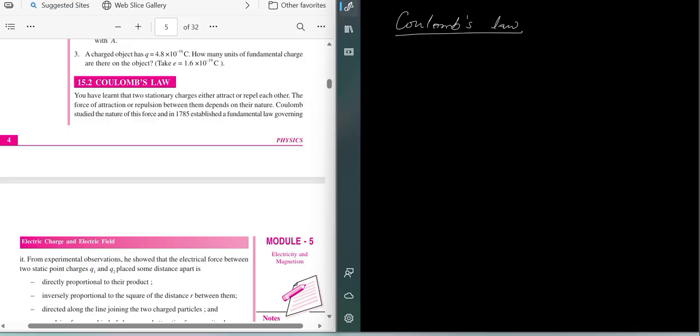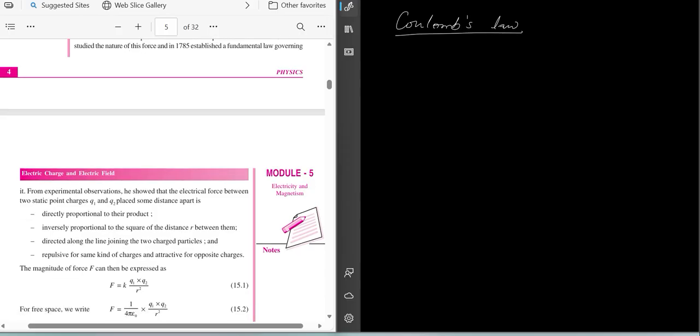Now we learned that when two stationary charges are placed near each other, they either attract or repel. If the charges are of opposite nature, a positive charge and a negative charge, they attract each other. If both are positive or both are negative, they repel each other, right? But what is the force of this attraction or repulsion? That is what we need to learn, and that is obtained through Coulomb's law.